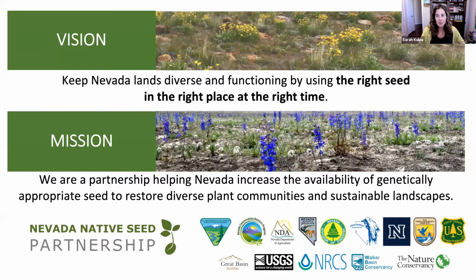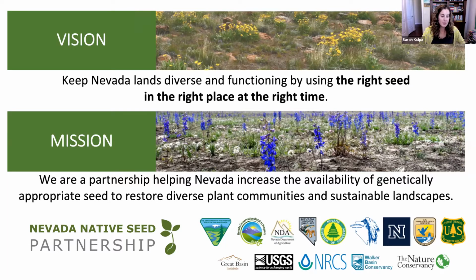And so getting people from multiple agencies and organizations in a room together every month since 2017 to talk about native seed is pretty amazing. But one of the biggest hurdles that we had to overcome together was defining our vision and mission, or essentially why we all kept showing up every month to talk about seed. Why did it matter? What were we working towards?